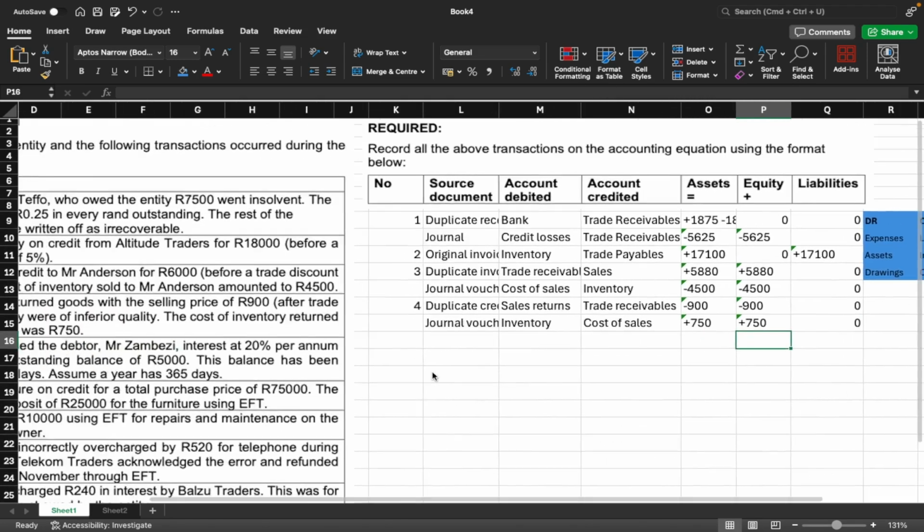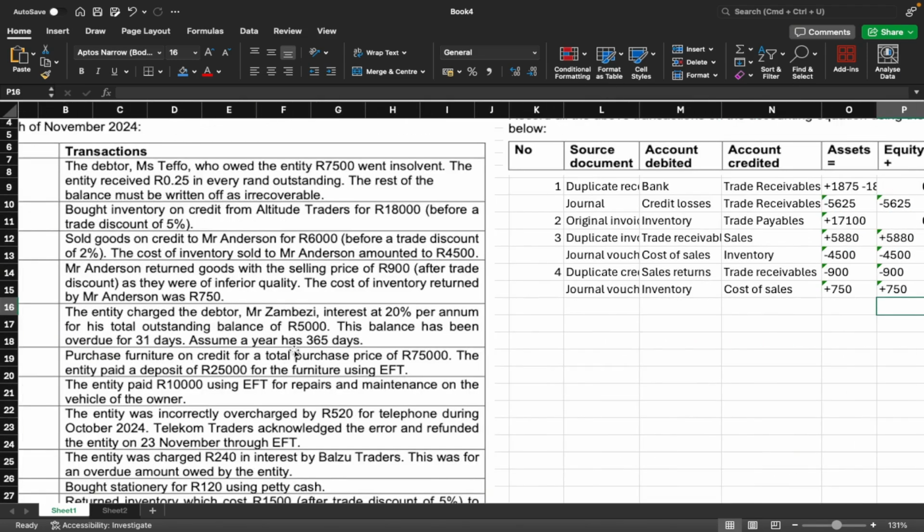Let's look at number 5. The entity charged the debtor, Mr. Zambezi, interest at 20% per annum for his total outstanding balance of 5,000 rand. This balance has been overdue for 31 days. Assume a year has 365 days.